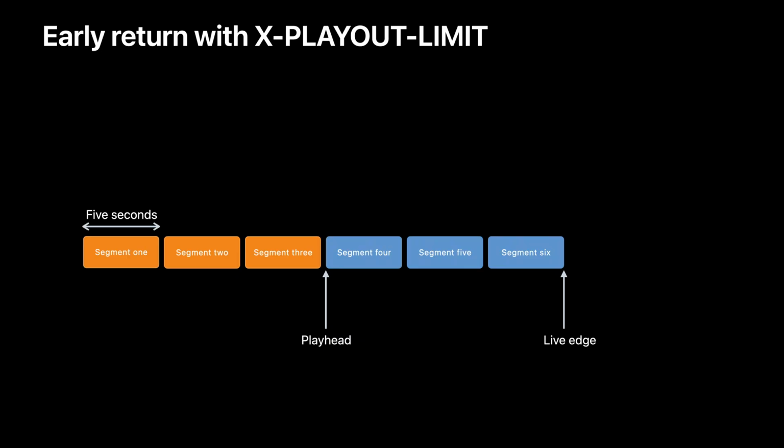So how would you use this to implement early return? Here we have a live playlist that contains 6 segments. The live edge is at the end of segment 6. Now the playhead would usually be 3 target durations behind the live edge. In this case, it's at the end of segment 3. At this point, a 15-second ad spot is decisioned to follow segment 6. So the playlist update actually contains all 6 segments along with the date range tag carrying the ad schedule.